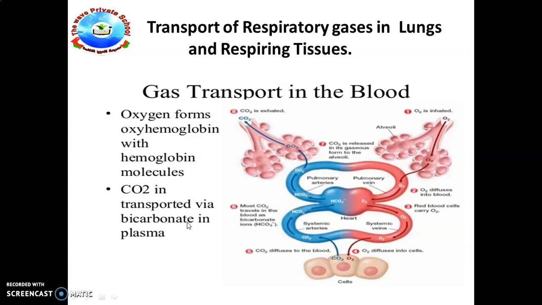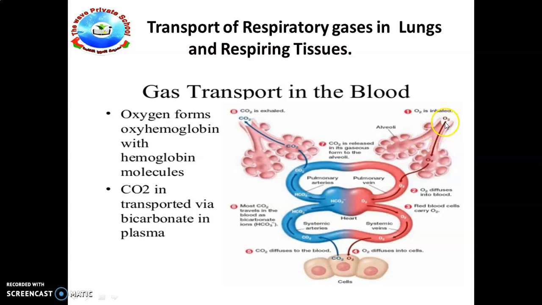So here is the gas transport in the blood. Let's have a look. Oxygen forms oxyhemoglobin with hemoglobin molecules, and carbon dioxide is transported via bicarbonate in plasma. So let us see how the oxygen is inhaled and how it is exhaled as carbon dioxide.